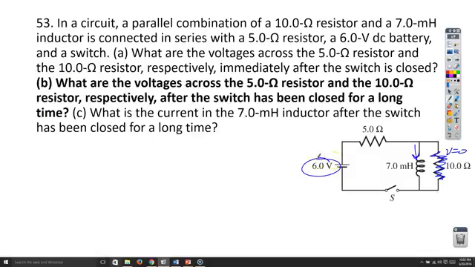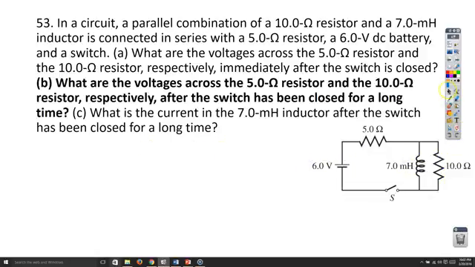The entire voltage of the battery then is going to be going through the 5 ohm resistor. So for the 5 ohm resistor, the voltage would be the full 6 volts, and the voltage across the 10 ohm resistor is 0 because this is essentially just short circuiting it.